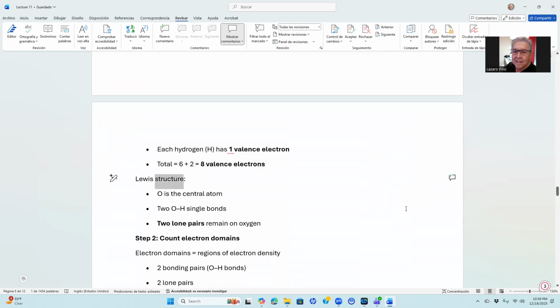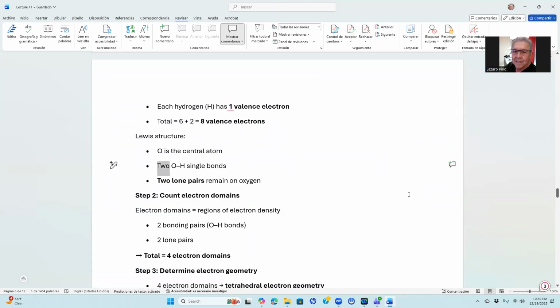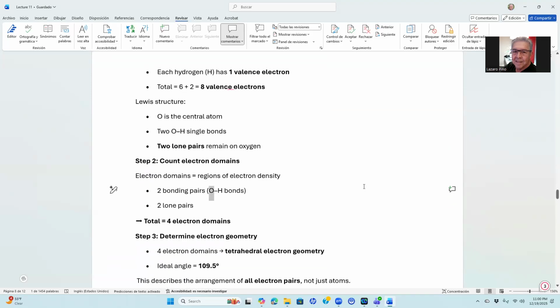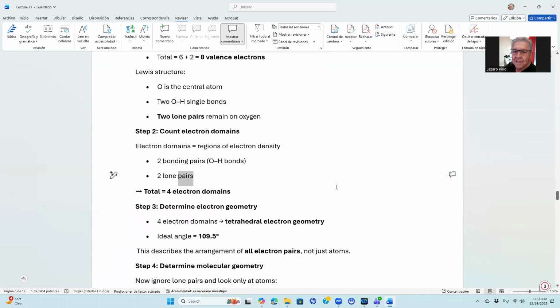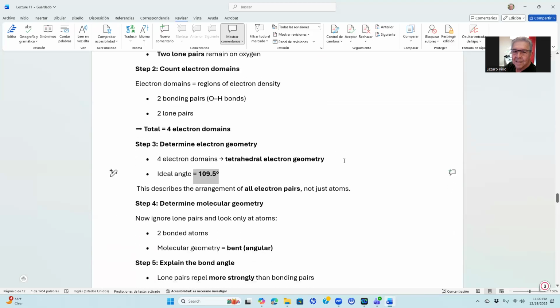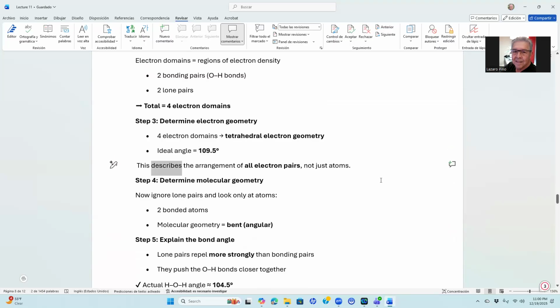Lewis structure: O is the central atom. 2 O-H single bonds. 2 lone pairs remain on oxygen. Step 2, count electron domains. Electron domains equal regions of electron density. 2 bonding pairs, O-H bonds. 2 lone pairs. Total equals 4 electron domains. Step 3, determine electron geometry. For 4 electron domains, tetrahedral electron geometry. Ideal angle equals 109.5 degrees. This describes the arrangement of all electron pairs, not just atoms.